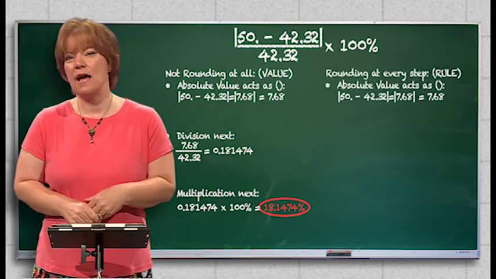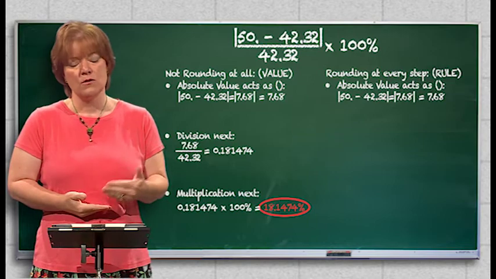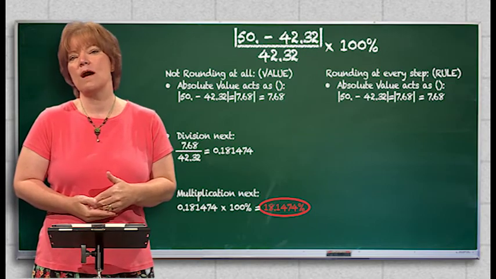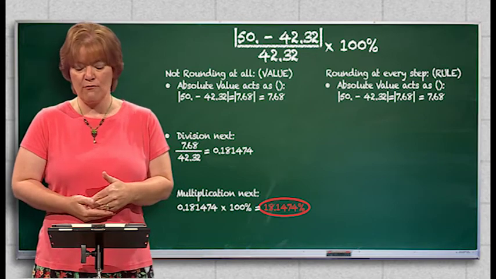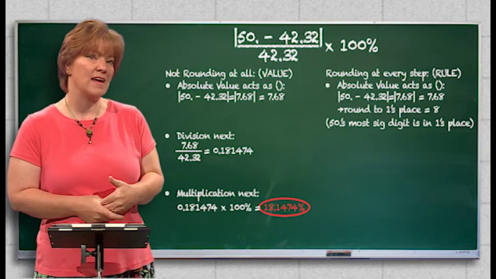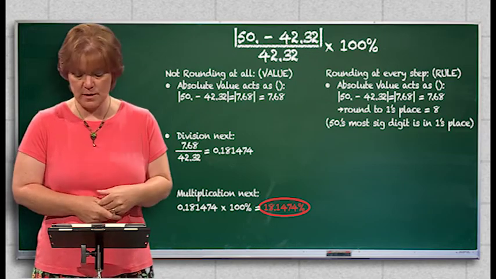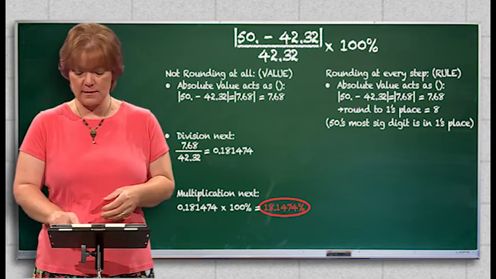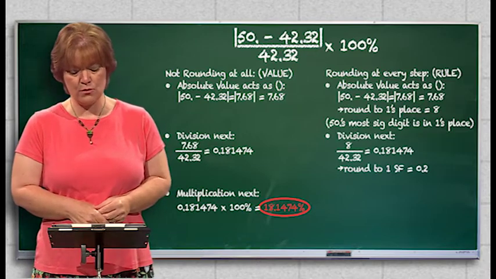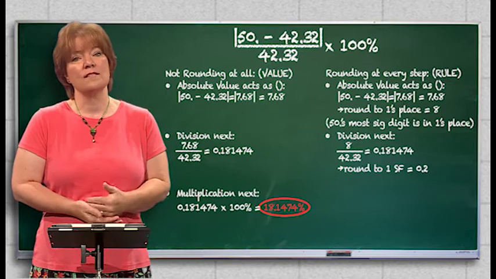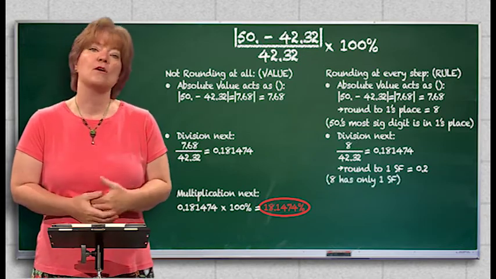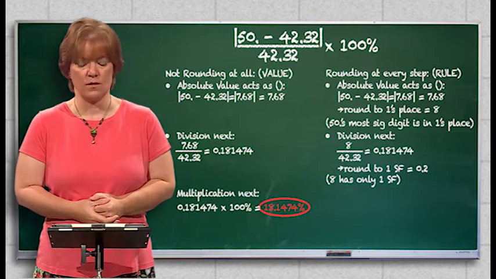Now we repeat the steps, rounding at every step. So in my subtraction, on the first step, I'm going to go by the significant place value. The 50 is only significant to the ones place. So my answer would need to be rounded to the ones place. That would be rounded off to 8. When I then divide that by 42.32, division goes by quantity of sig figs, but 8 has just one significant figure, so I would round the answer to one significant figure.